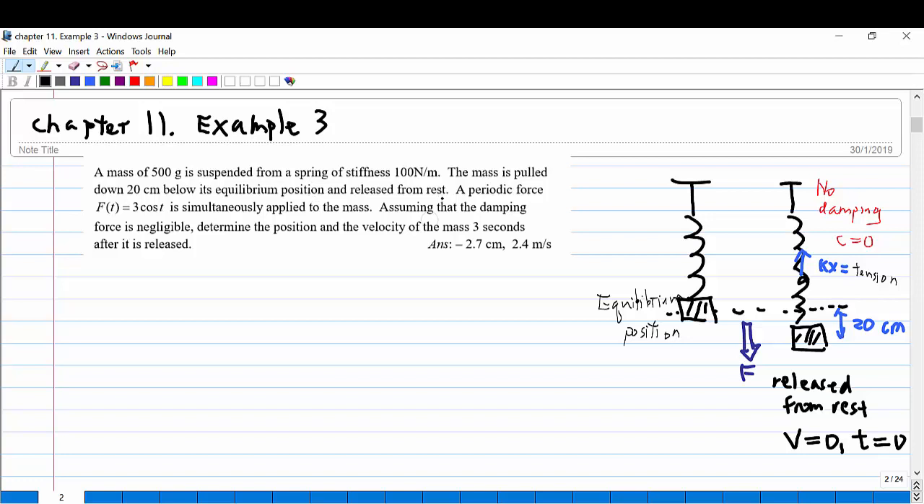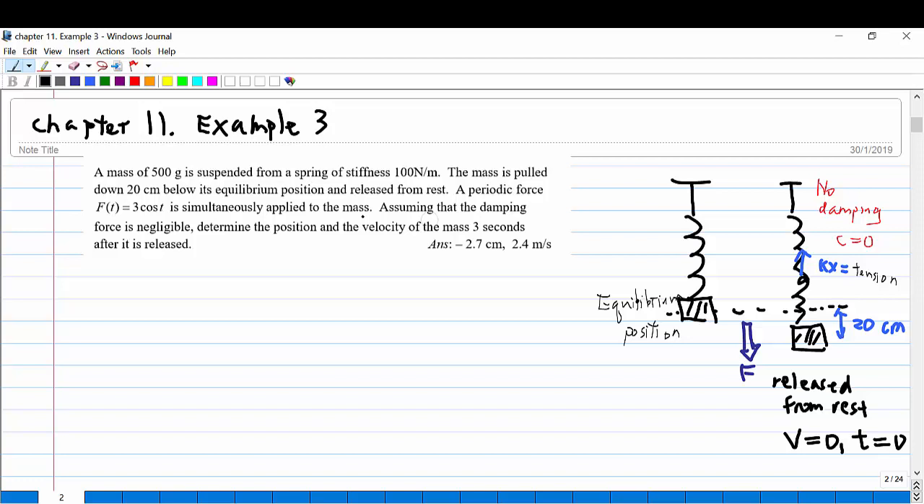A periodic force F(t) equal to 3 cosine t is simultaneously applied to the mass. Assume that the damping force is negligible. Determine the position and the velocity of the mass 3 seconds after it is released.